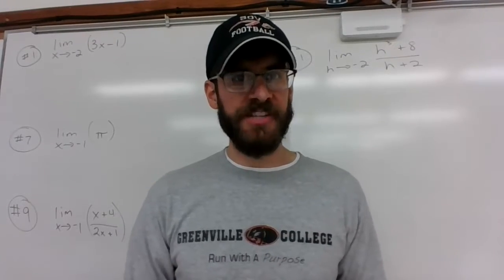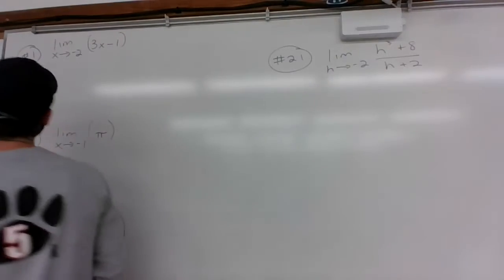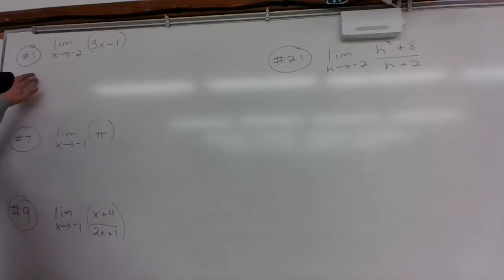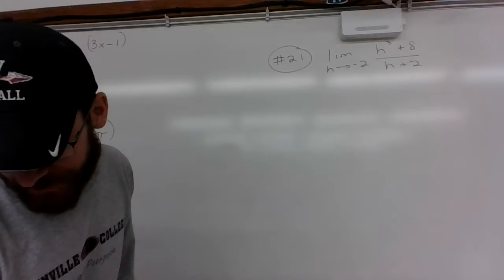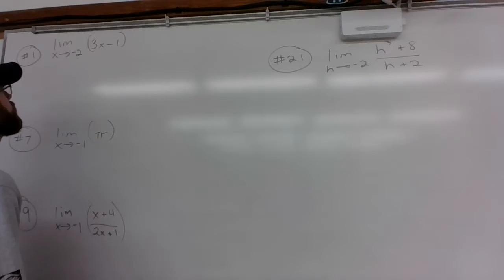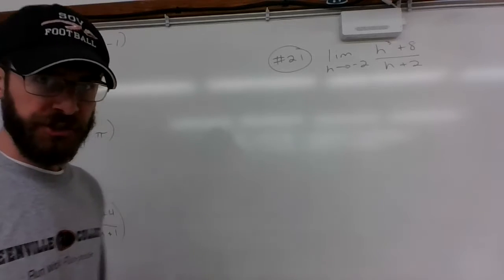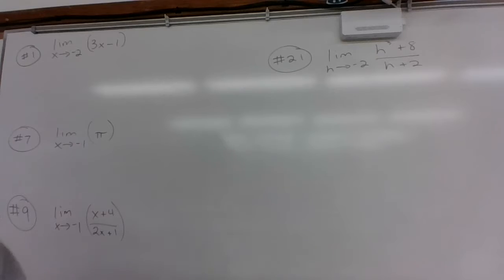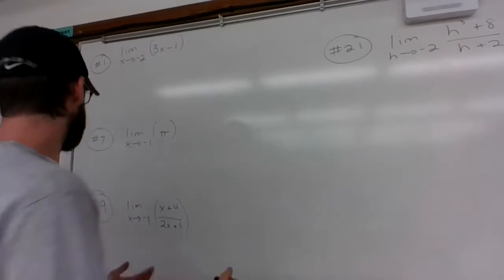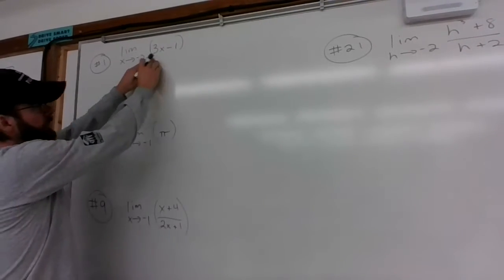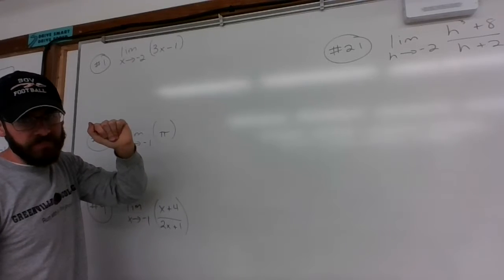All right, here we go. Some examples of limits. This is number 1 of the textbook, page 48. If you notice, there's no domain issue with 3x minus 1. It's a linear function. Polynomials don't have any domain issues. So, if you can do a straight plug-in right off the bat, then do it.